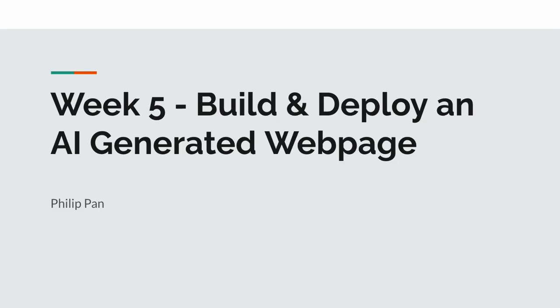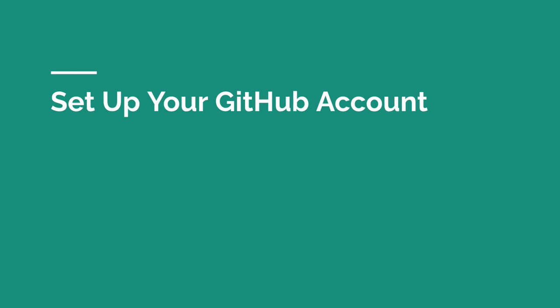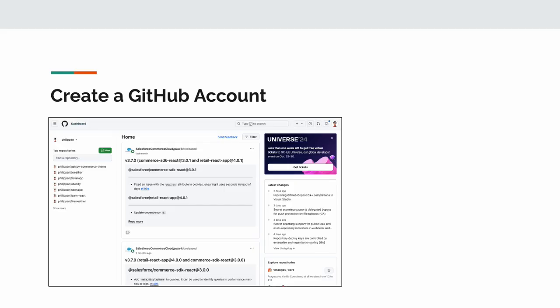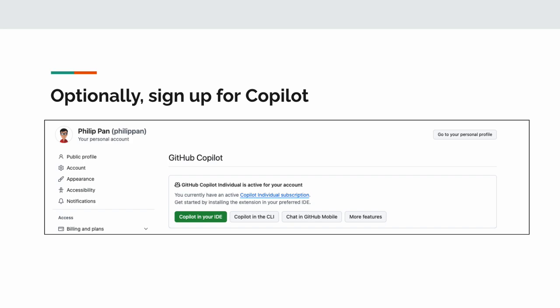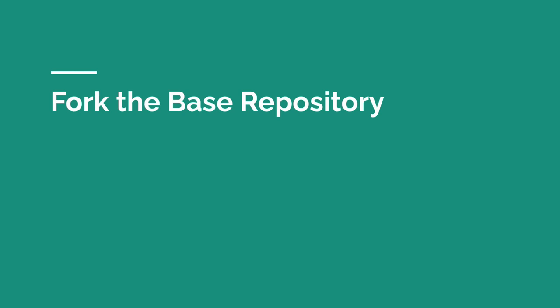This is week 5, build and deploy an AI generated web page. The first task was to set up a GitHub account. I already had a GitHub account, so mostly I was curious to learn about Copilot, and I signed up for a free trial. The next task was to fork the base repository.